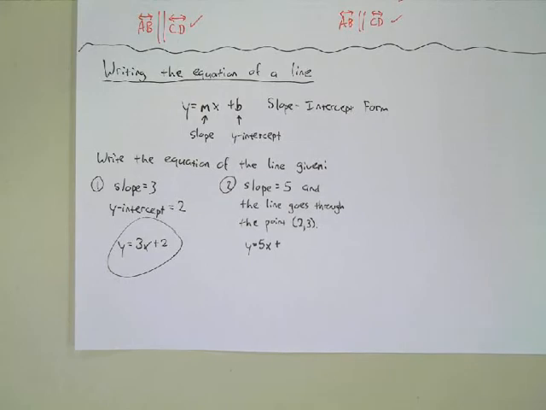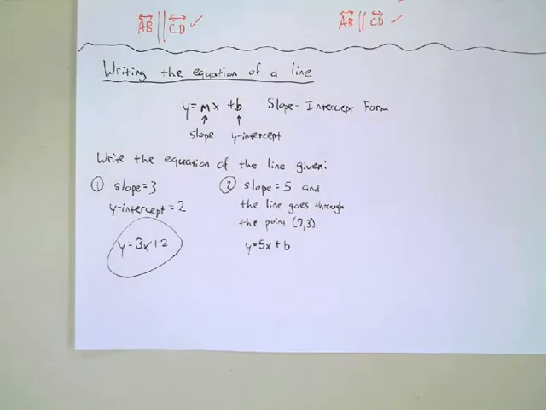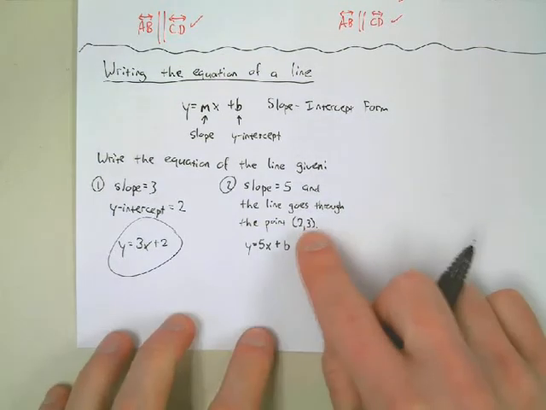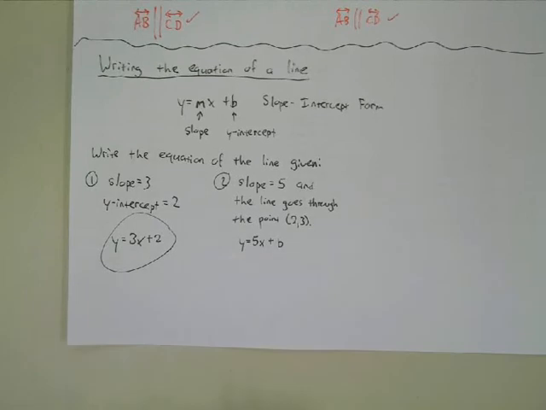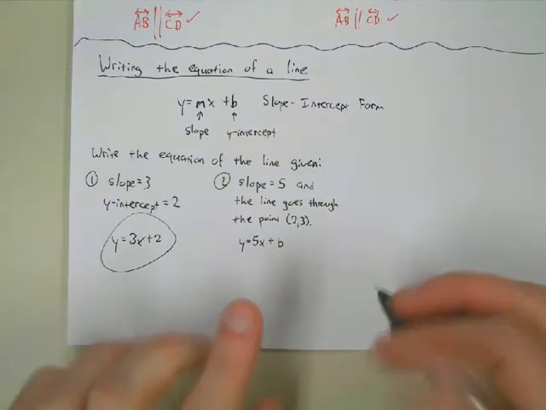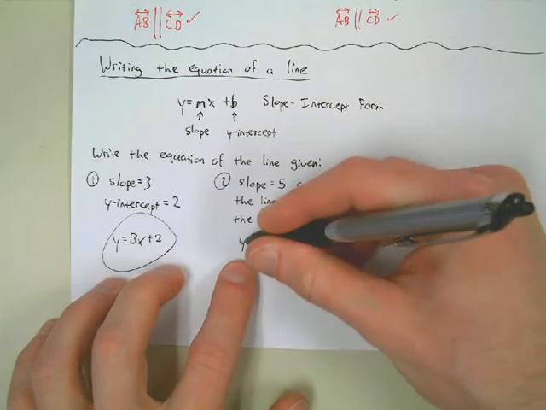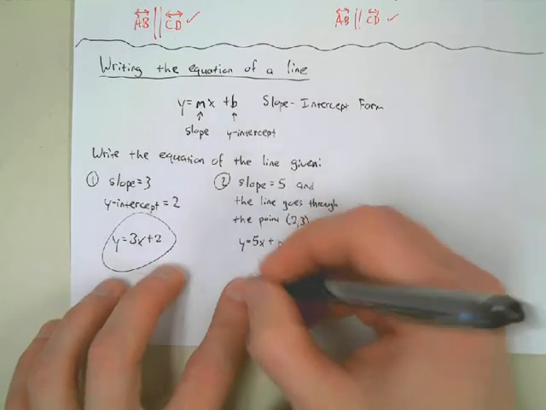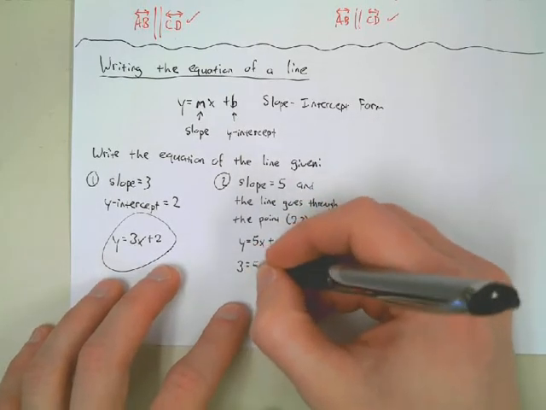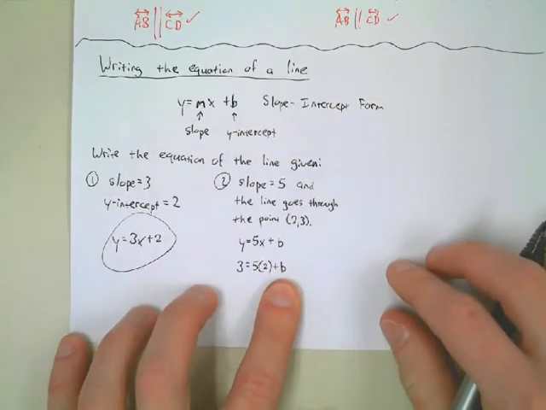If I'm trying to find this b, how can we use this point to help us find b? Where can I put this 3 in my line here? Not in for x. Put it in for the y. It's a y-coordinate, so we can plug it in for y. And then where can I plug this 2? In for the x. So 3 goes in for y, 2 goes in for x. We're going to leave that b, because we have to figure out what b is.